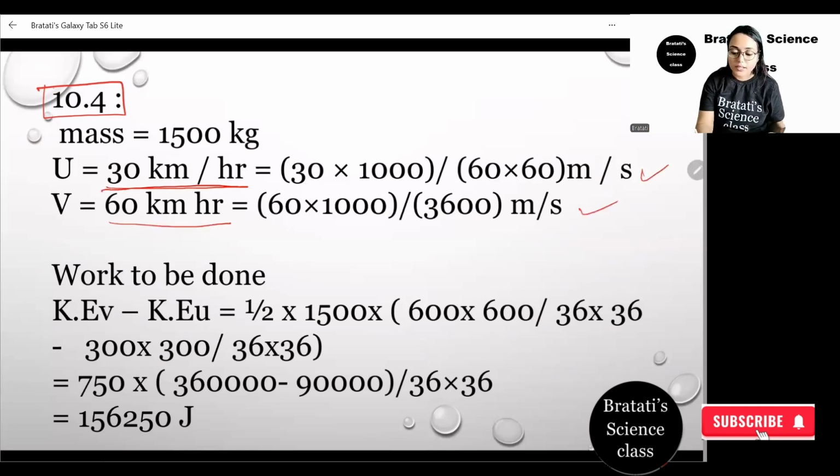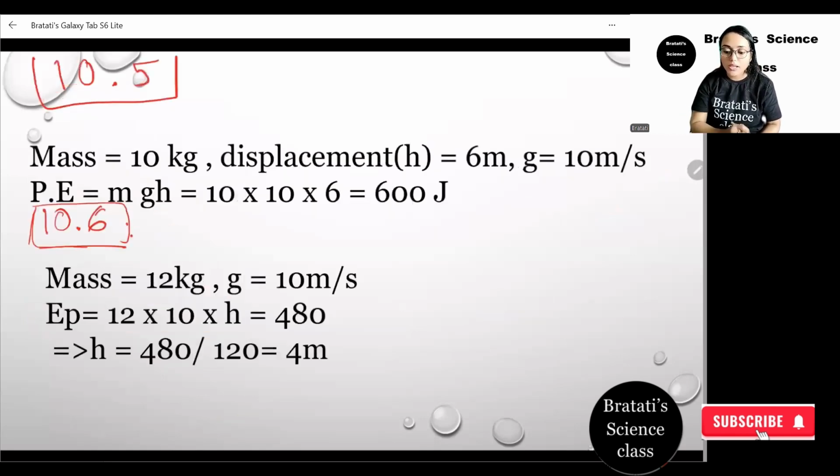The work to be done. You know this formula, the work energy theorem. The work to be done is kinetic energy at v minus kinetic energy at u. We solve, and we get this. Right? Now 10.5.